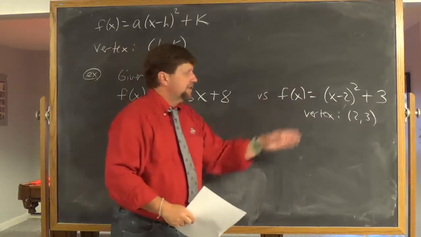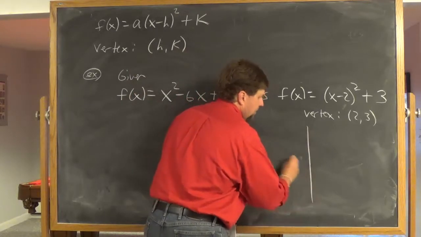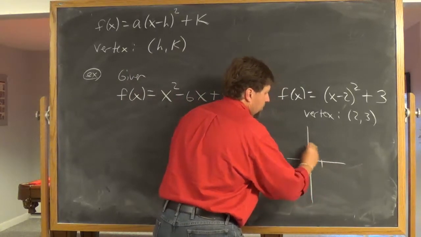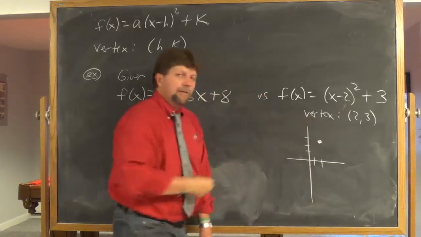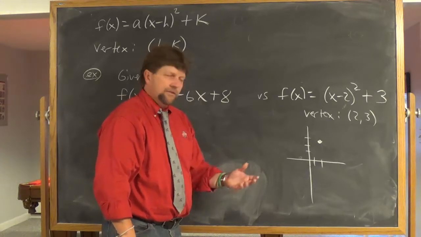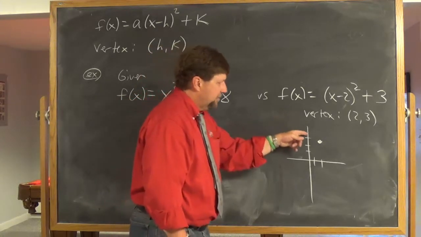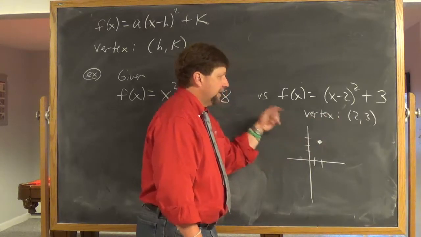A is positive, so it's a happy parabola. So look at what you would have. There's the vertex. It's a happy parabola. Are you going to have x-intercepts? Well, the answer is no. It's a happy parabola. The vertex is the minimum value. So the graph's going to do something like that.